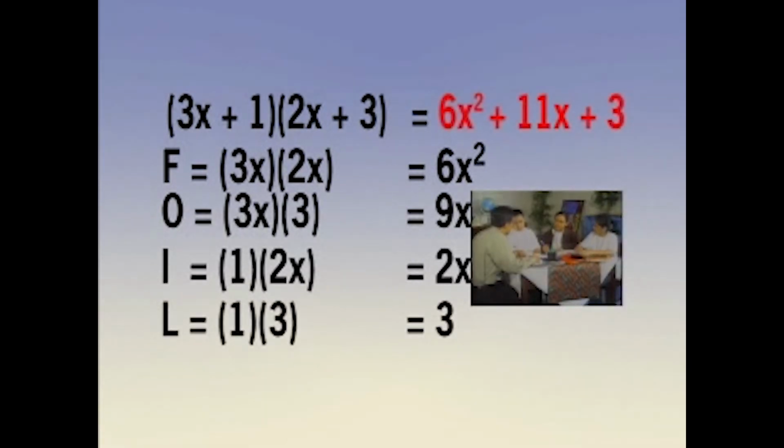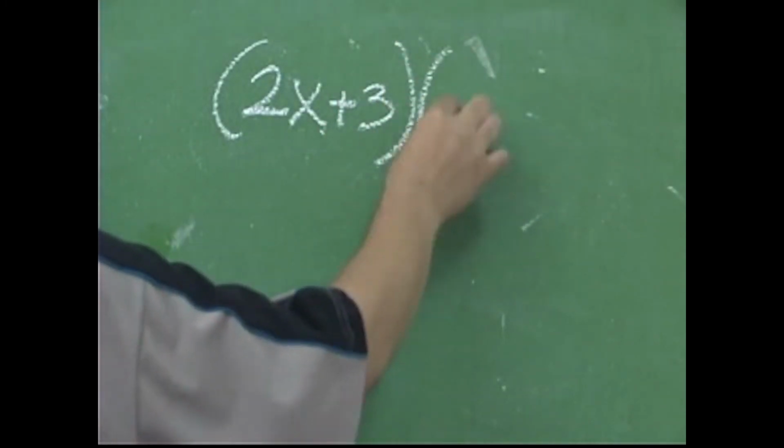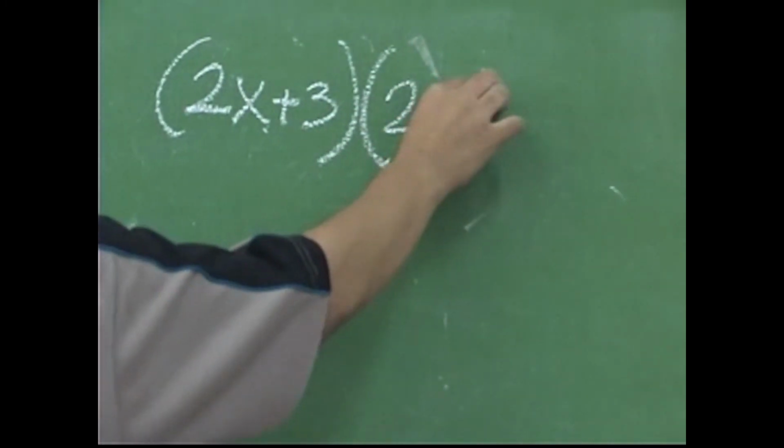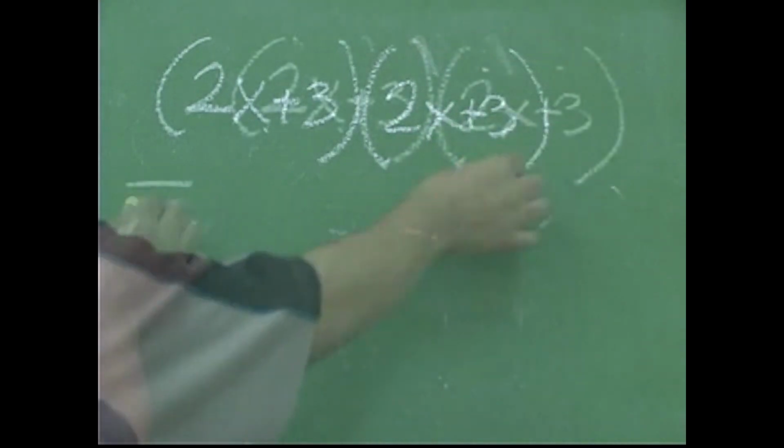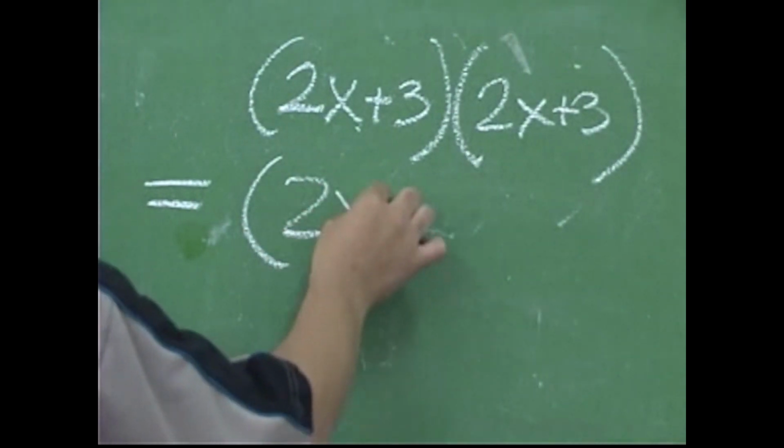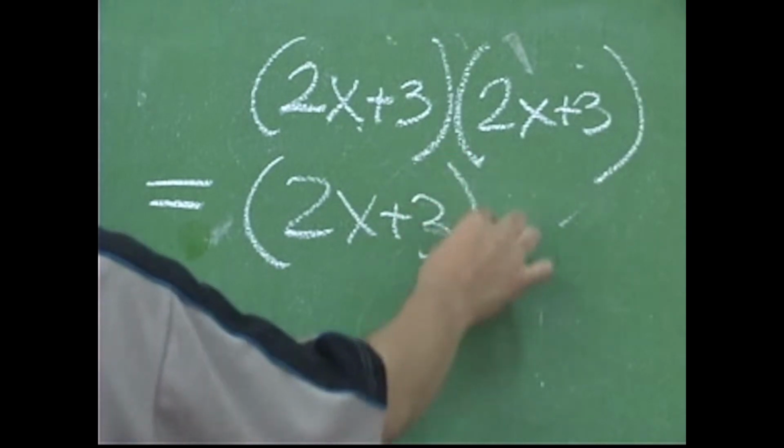The product is 6x squared plus 11x plus 3. Okay, what happens when the two binomials to be multiplied are the same? For example, quantity 2x plus 3 multiplied by quantity 2x plus 3. This is equivalent to squaring the binomial quantity 2x plus 3.